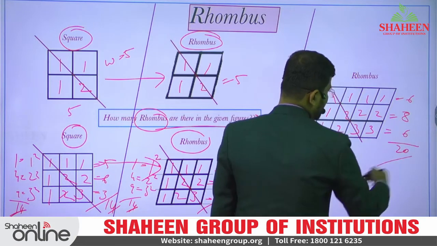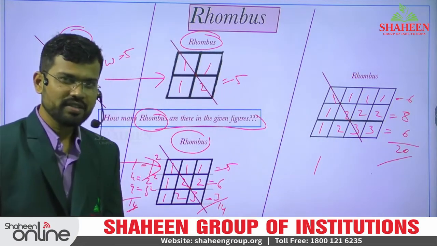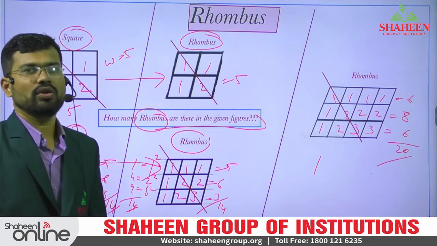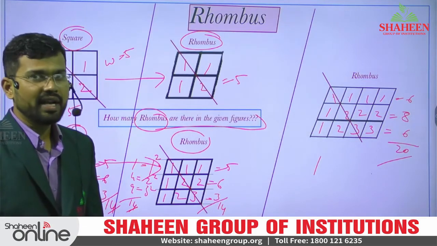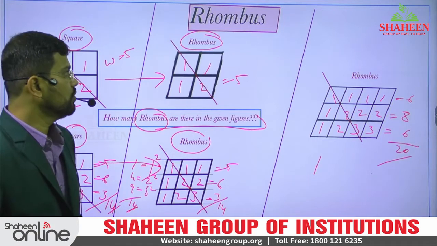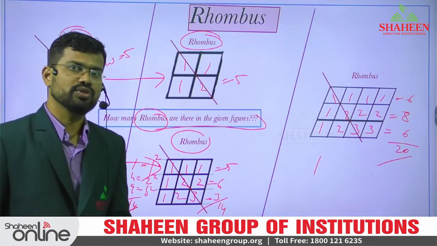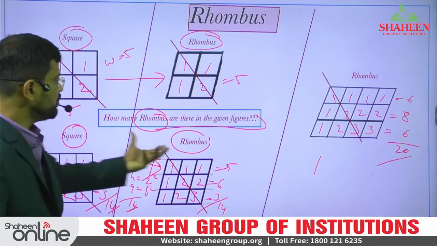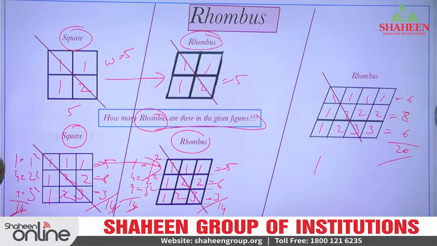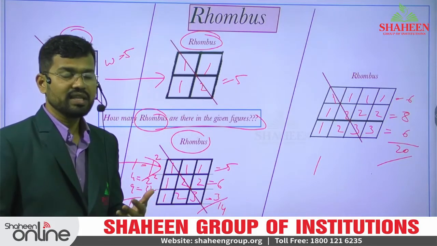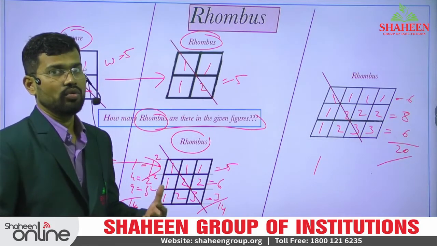12 plus 8, 20, over, done. I hope, friends, you are enjoying, and you are getting clarity and are very confident now. So, how to count the number of squares and the number of rhombus. I am showing the similarity also, so that it becomes very easy for you to get a clear idea of square and rhombus hand in hand.